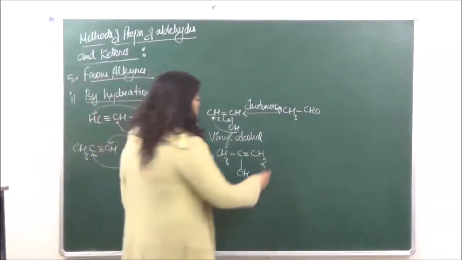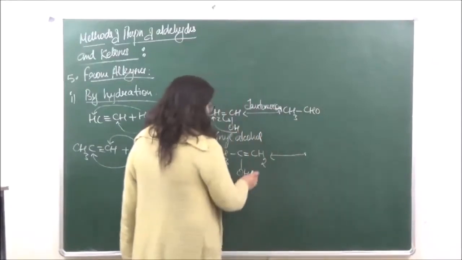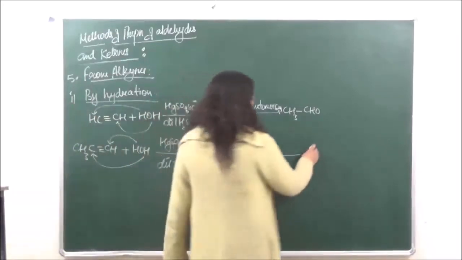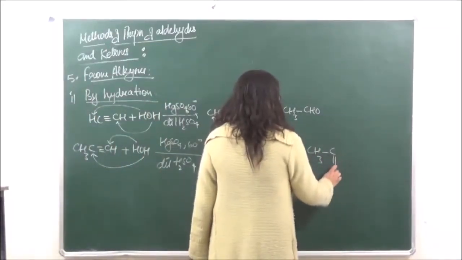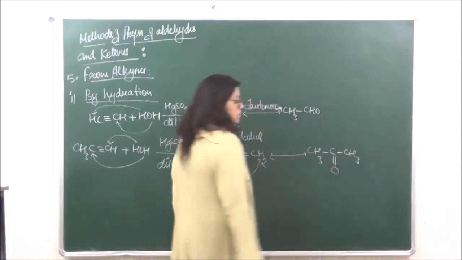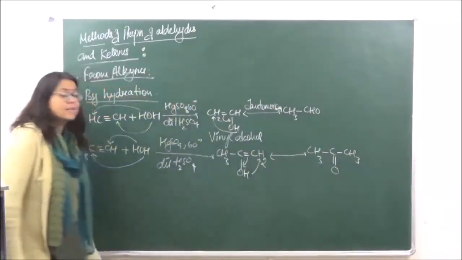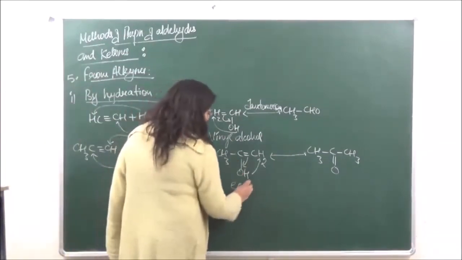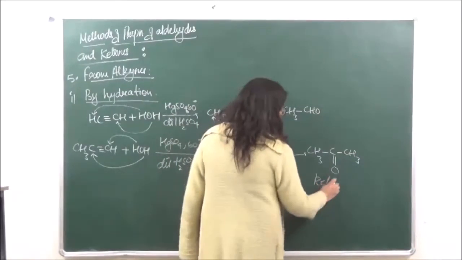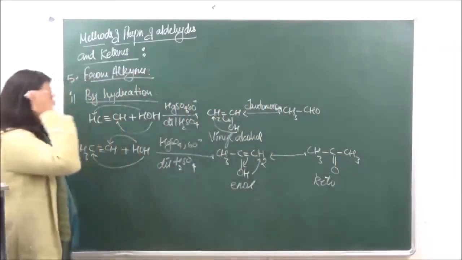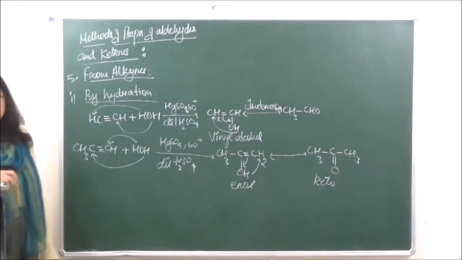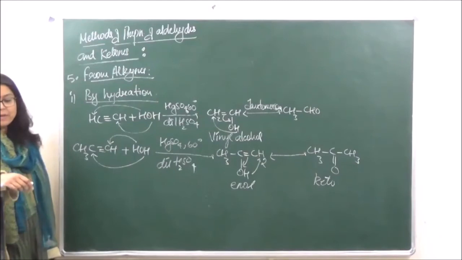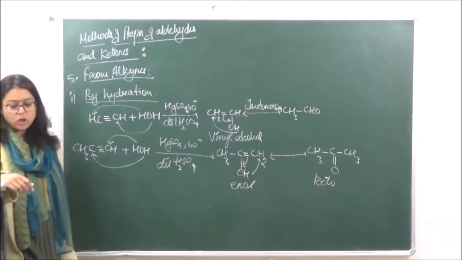Okay, this is again going to tautomerize. So hydrogen goes here, double bond comes here to give us a ketone. And this is known as keto-enol tautomerism, which we've already done. This is the enol form, and this is going to be the keto form. Okay, this is known as keto-enol tautomerism. Got it?